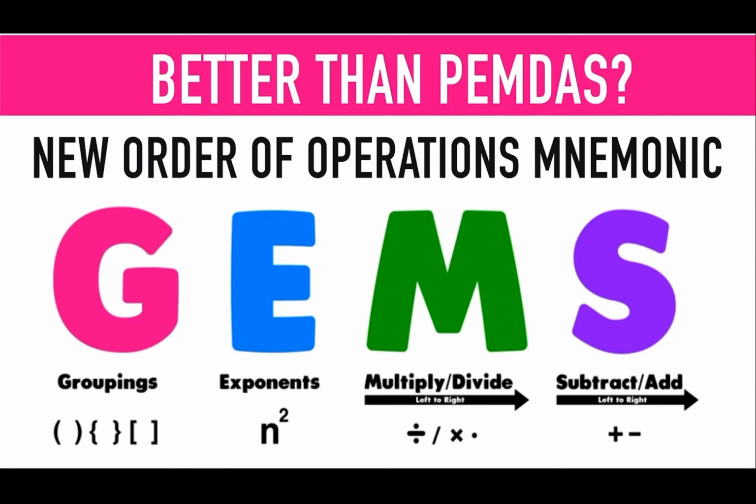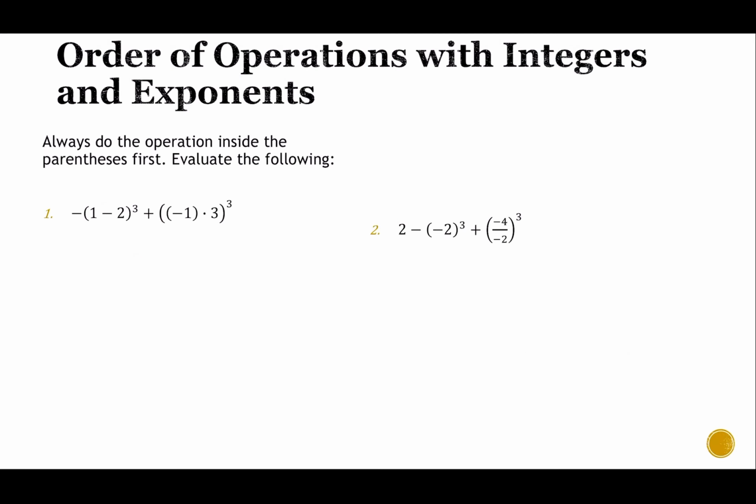So I'm Team GEMS. Feel free to use PEMDAS if that's what you're accustomed to, but you do need to remember that it's multiplication and division from left to right and addition and subtraction from left to right. So let's do a couple examples. So always what we want to do is do the operation inside the parentheses first, right? We need to simplify our grouping symbols, our exponents, then multiplication and division from left to right, followed by addition and subtraction from left to right.